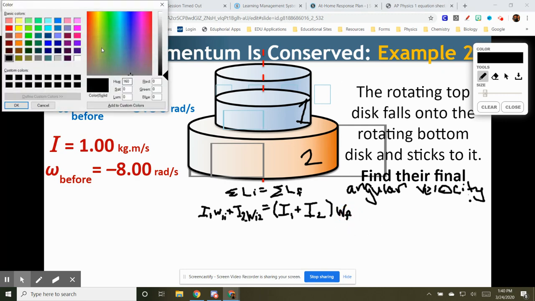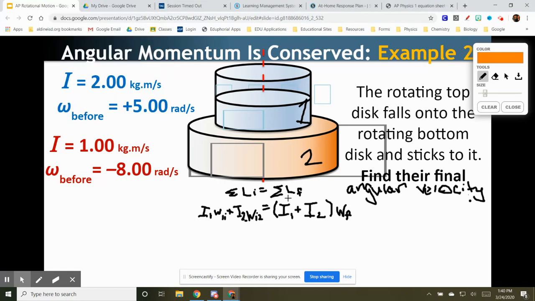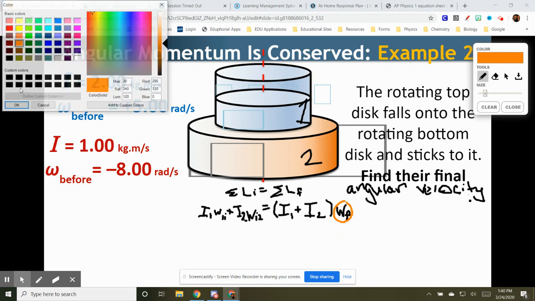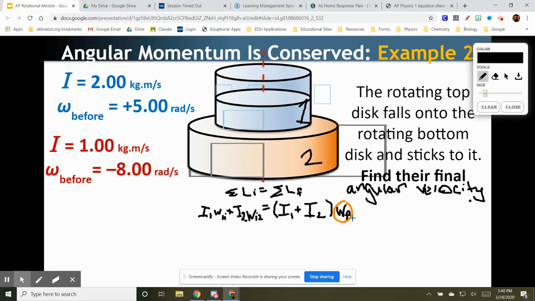Okay, so remember we have to do some algebra here, and we have to solve for angular velocity final. That's what we want to solve for. And if we want to be really good physics students, which we are, we're going to put angular velocity final of 1 and 2 because they're stuck together. Okay, so go ahead, do the algebra while I do it, and plug in your numbers, and let's verify that everyone has a similar answer.